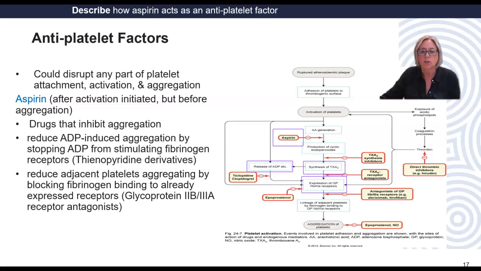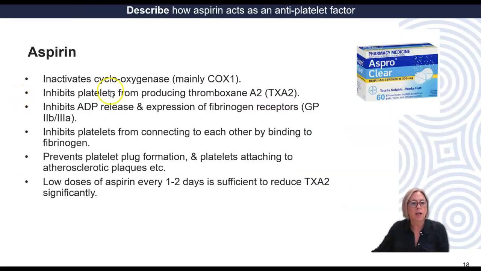Now, as you go through other studies or other subjects, you probably learn more about some of these other sorts of drugs that can be used, but for this subject, we're only interested in aspirin. So we have looked at aspirin before in the inflammation and anti-inflammatory topic. Remember, though, that it's not great as an anti-inflammatory agent. However, it does inactivate cyclooxygenase and mainly COX-1.